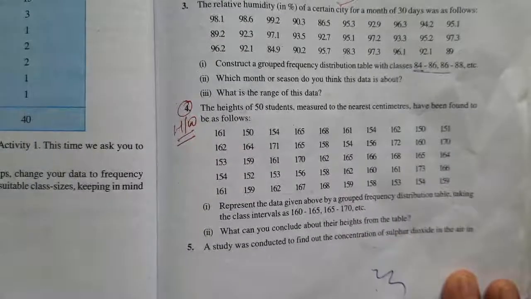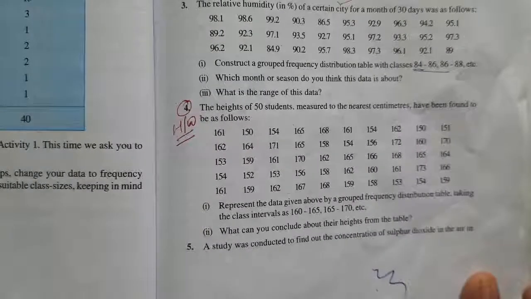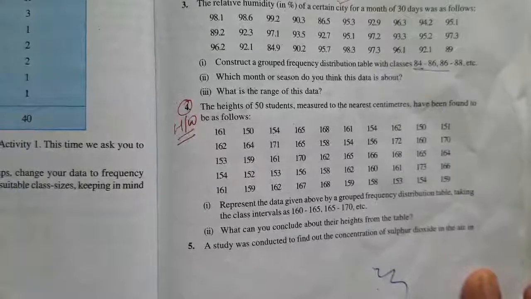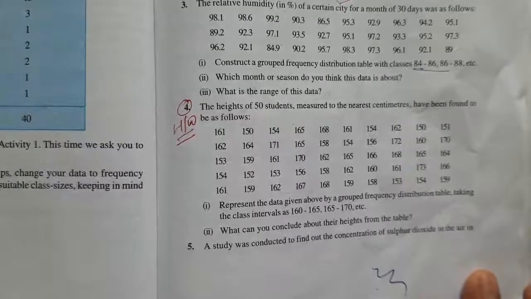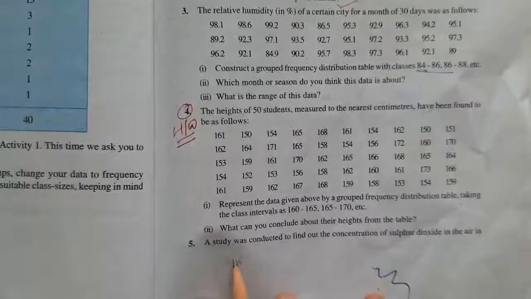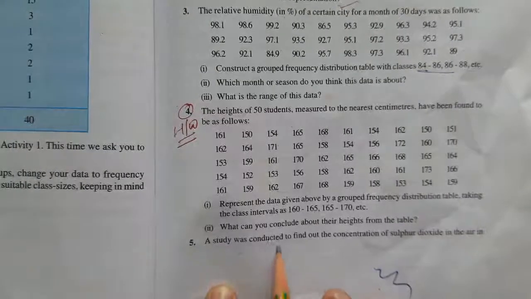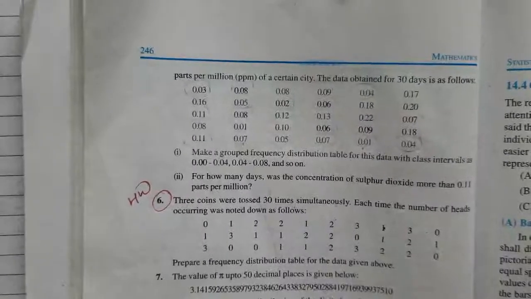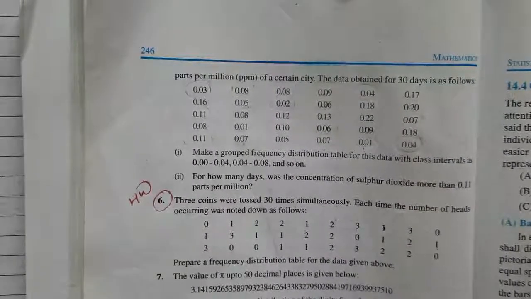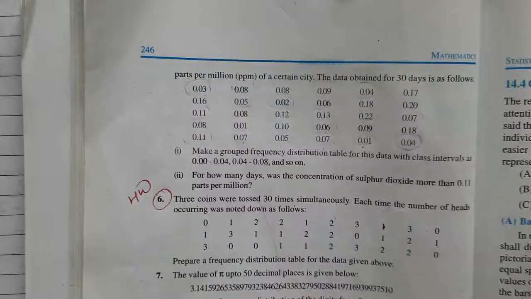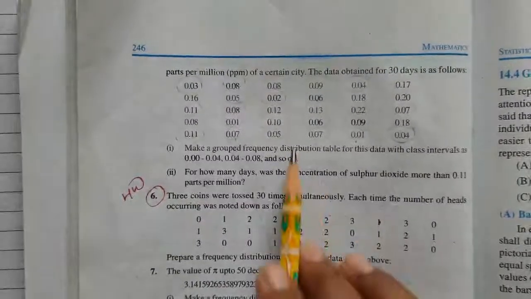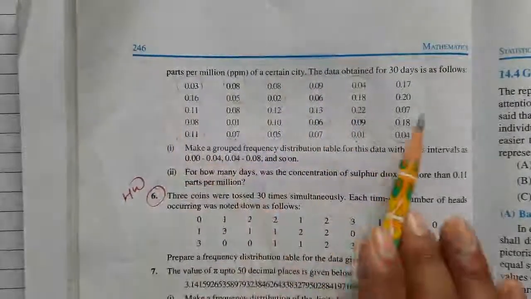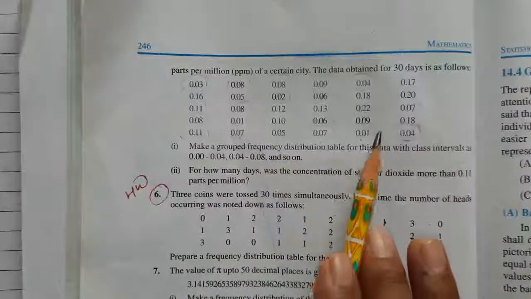And in today's video we are going to solve 9th class chapter 14 statistics exercise 14.2 question number 5. According to the question, a study was conducted to find out the concentration of sulfur dioxide in the air in parts per million (ppm) of a certain city. The data obtained for 30 days is as follows. We have to make a grouped frequency distribution table for the given data.